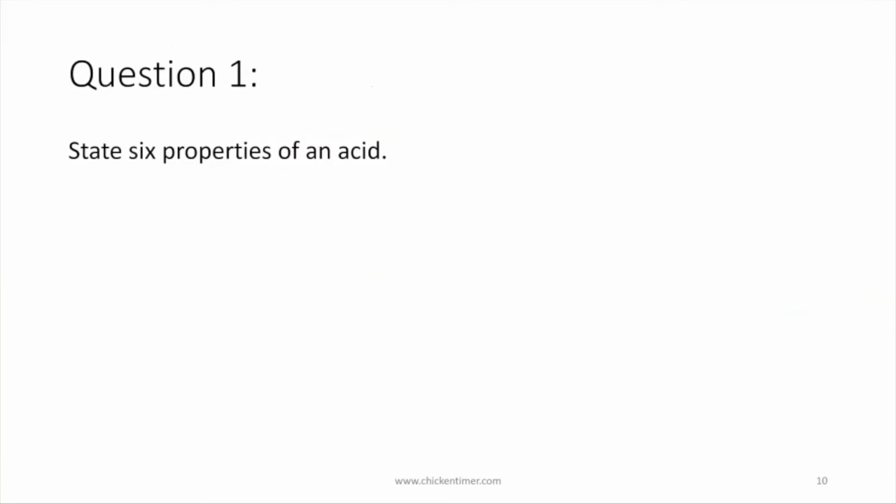So I'll start with the first question. It says state 6 properties of an acid. Sour taste, corrosive, turns blue litmus paper red, pH less than 7. Any more? Can conduct electricity. Reacts with metals, carbonates, and bases or alkalis. Okay, we're almost there.